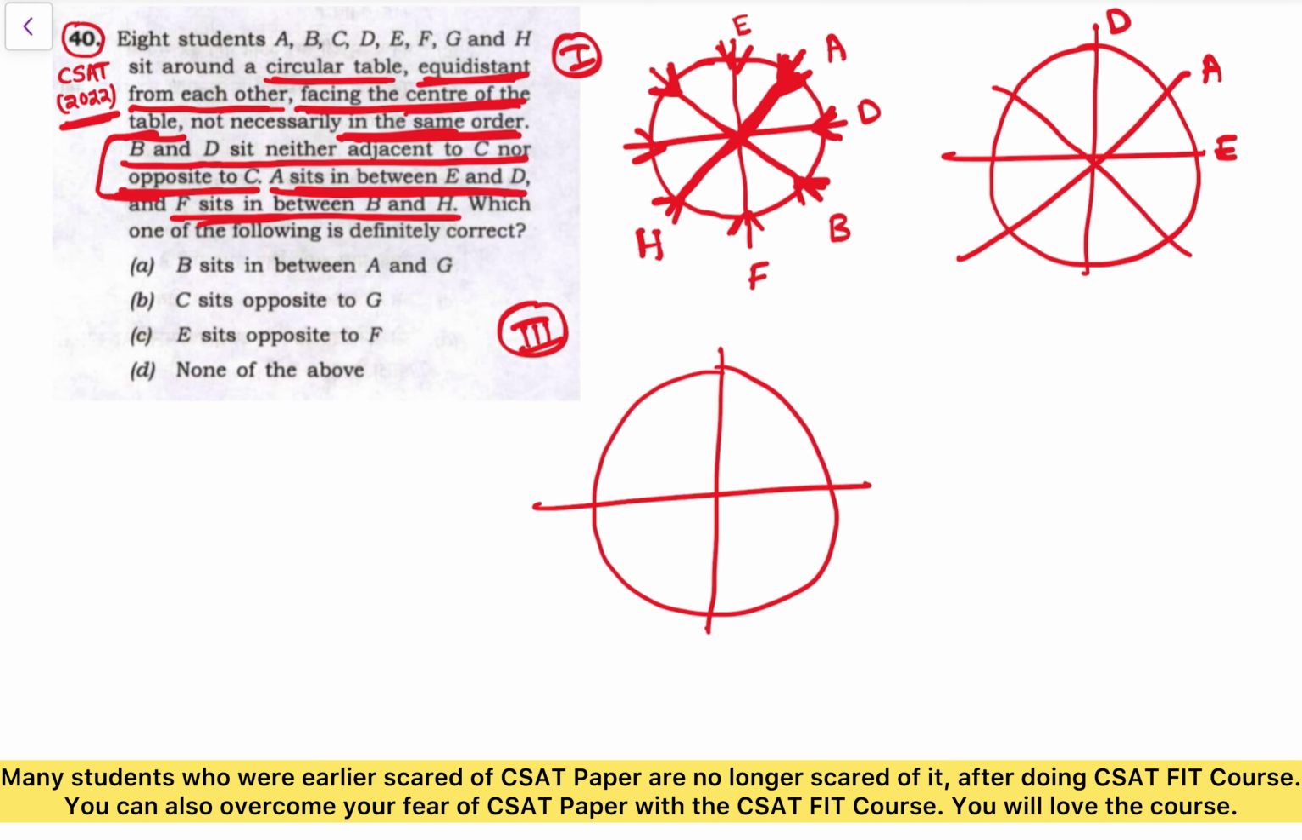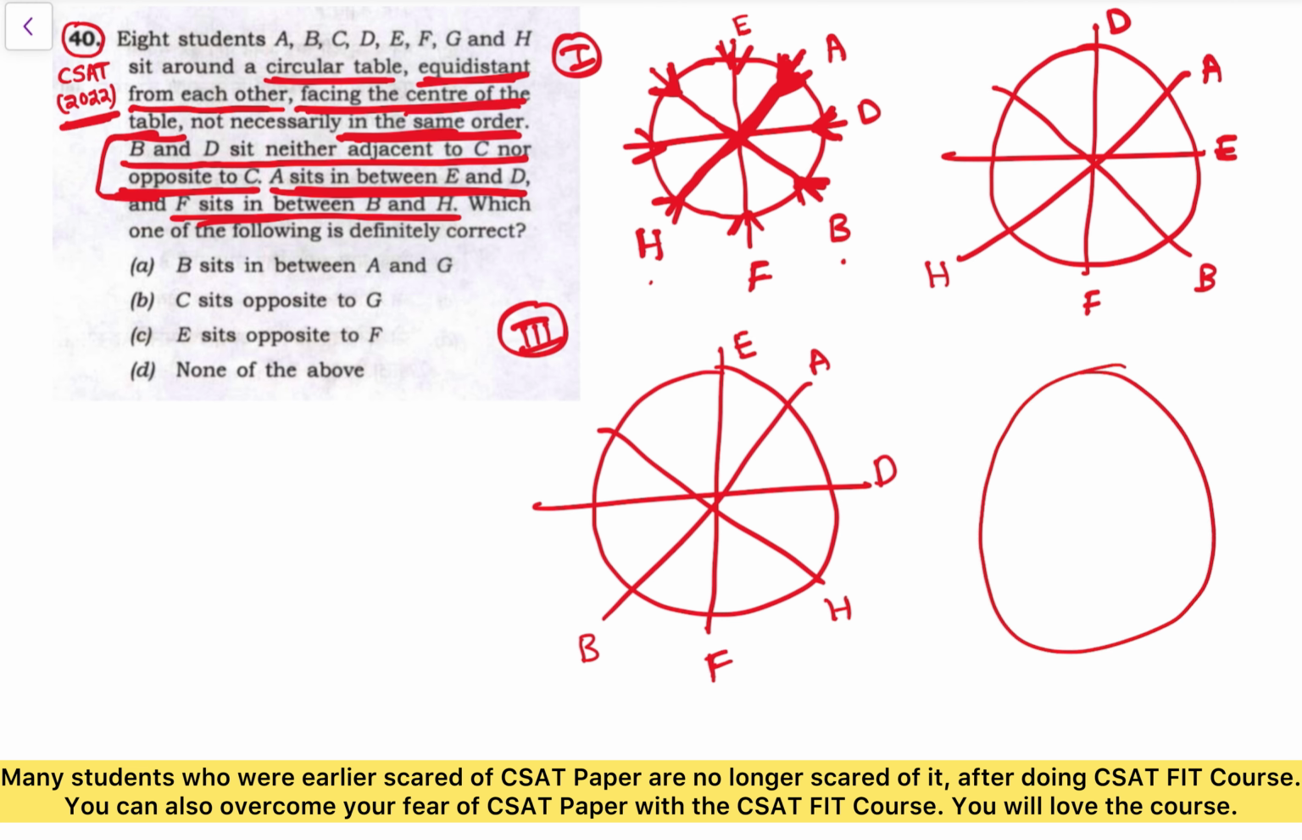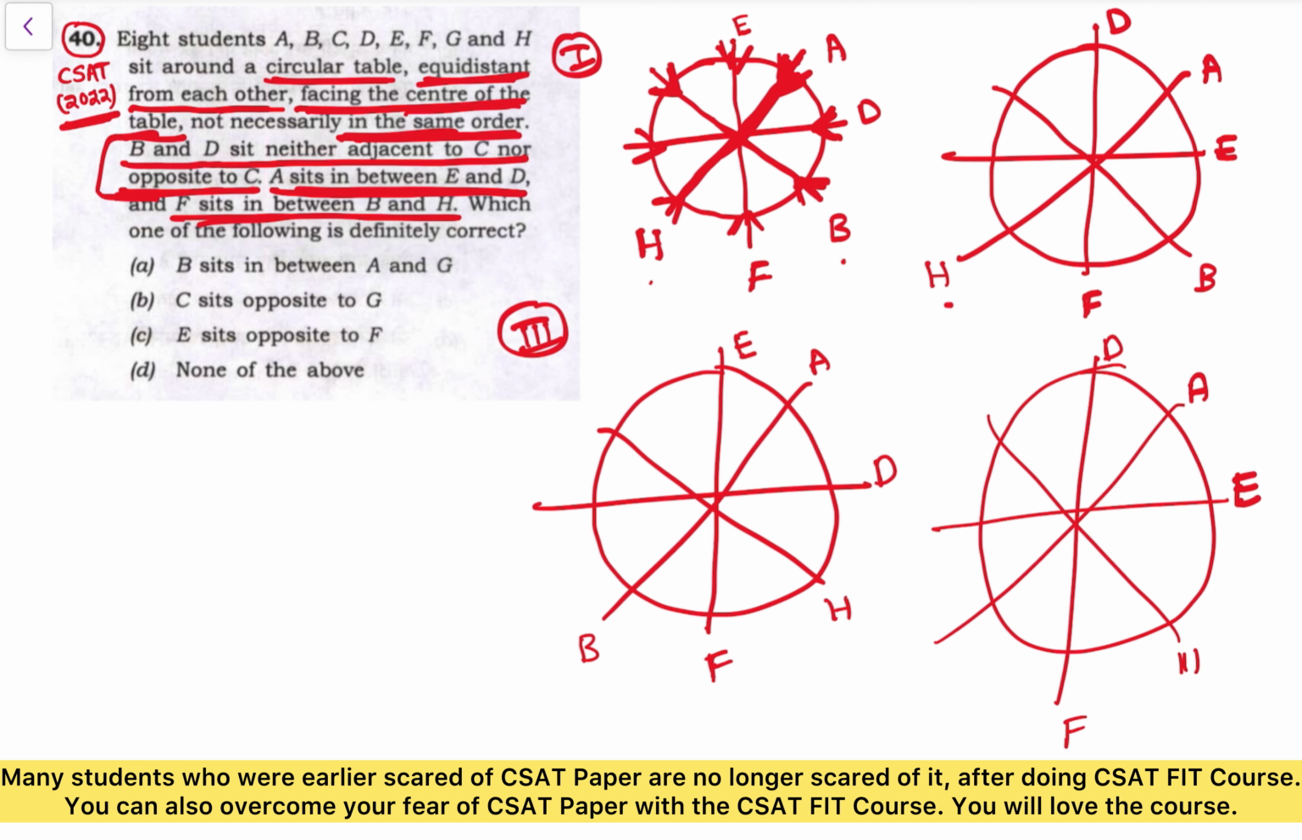See, 1 2 3 4 5 6 7 8. So this would be the same E, A, D, and F is sitting between B and H. So now B is here and H is here, so F is sitting between B and H. And its fourth case would be: 1 2 3 4 5 6 7 8. So this is D, this is A and this is E, and F is sitting between H and B. So H is here this time, and B is here.